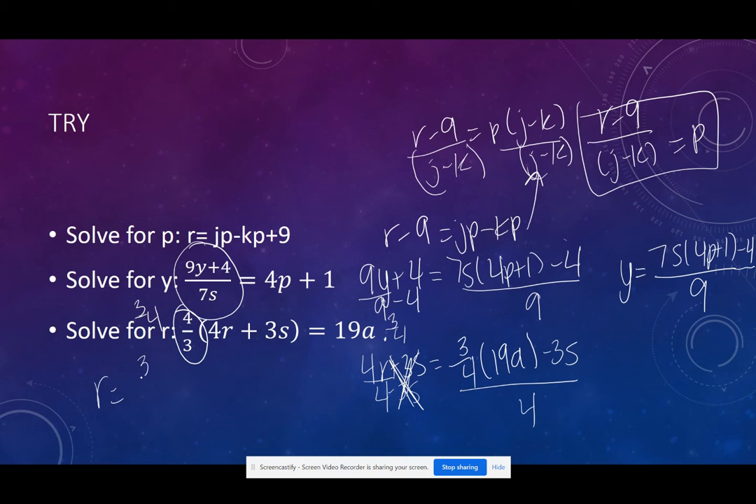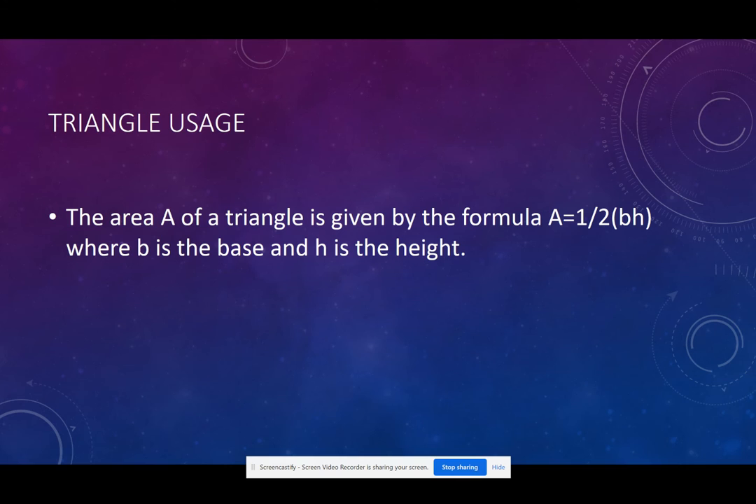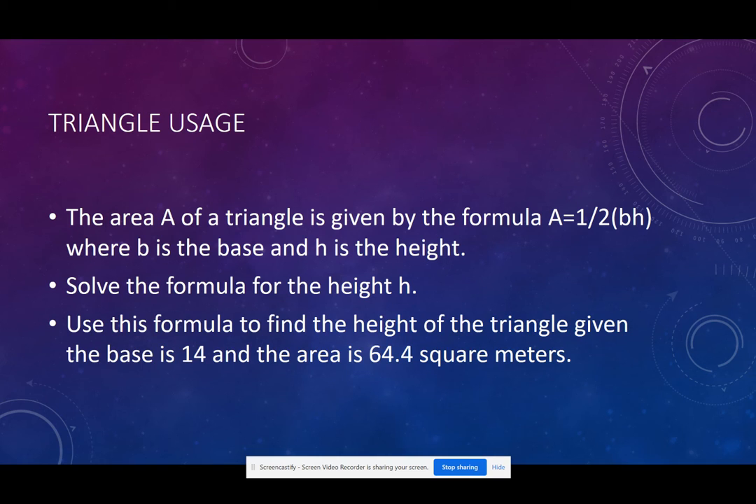R equals 3/4 19a minus 3s, divided by 4. And you could distribute the 3/4, and then you'd have to do something with the denominator, but you could just leave it like that. We don't need to simplify for here. There's a lot of different letters. So if I'm doing a triangle usage of it, I'm going to manipulate my formula because I want to get the height alone. So to get the height alone, I have to multiply by 2 on both sides.